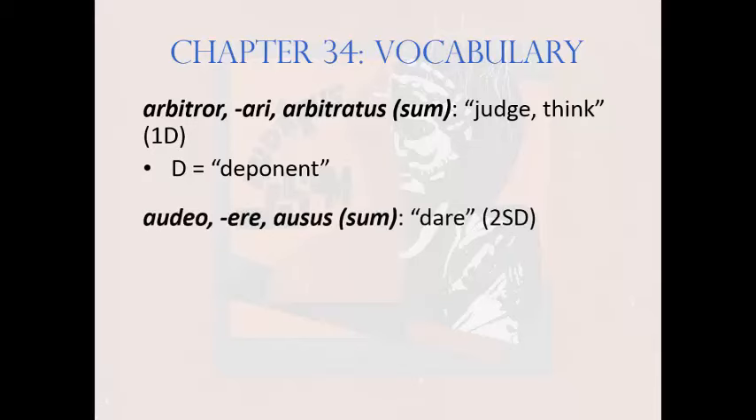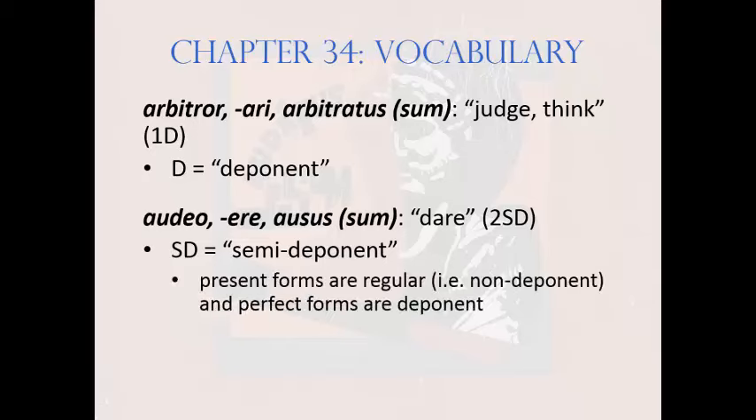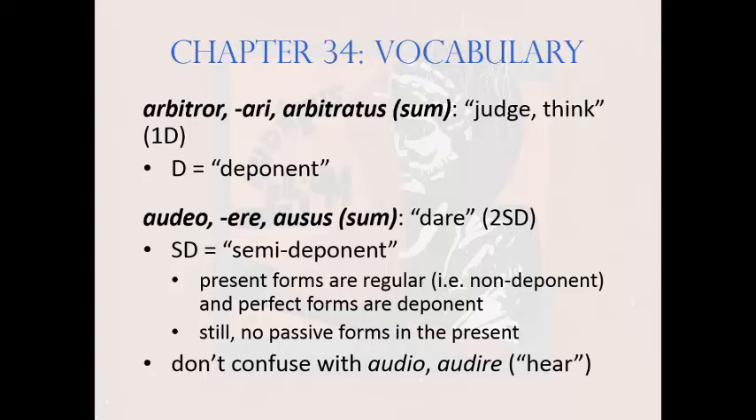Next is another verb, audeo, audere, ausus sum, meaning dare. It's second conjugation, semi-deponent. The abbreviation for that is SD. Don't forget, semi-deponent means the present system forms are regular, that is, non-deponent, and the perfect forms are deponent. But, as we noted above, audeo never has a passive sense in any of its finite forms at least. Also, be careful not to confuse this verb with audio, meaning hear. O audacious auditor.